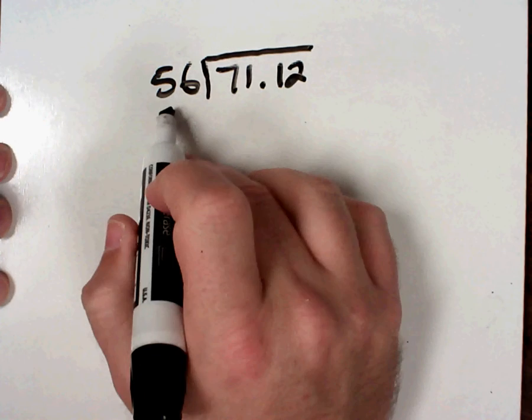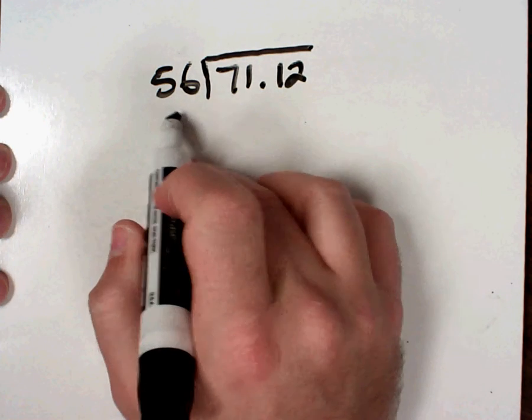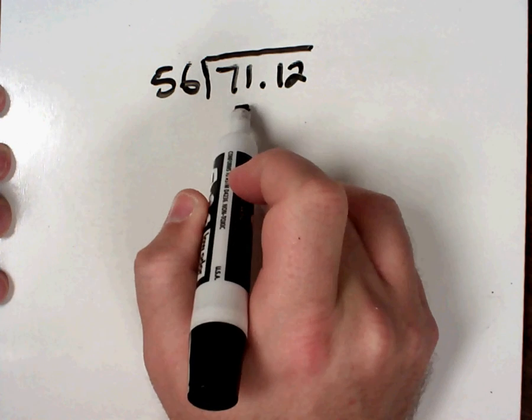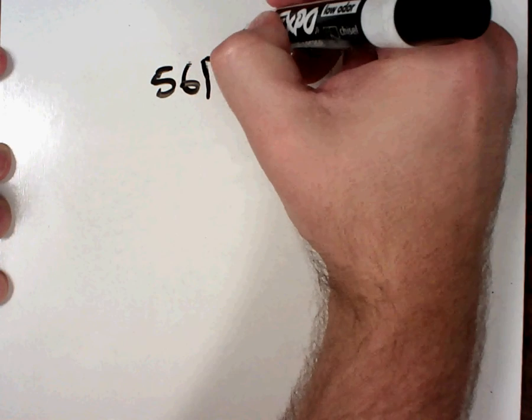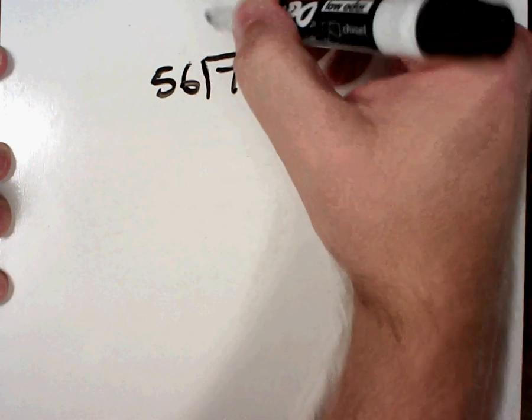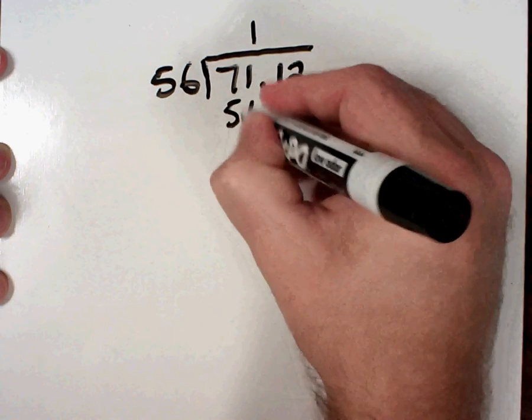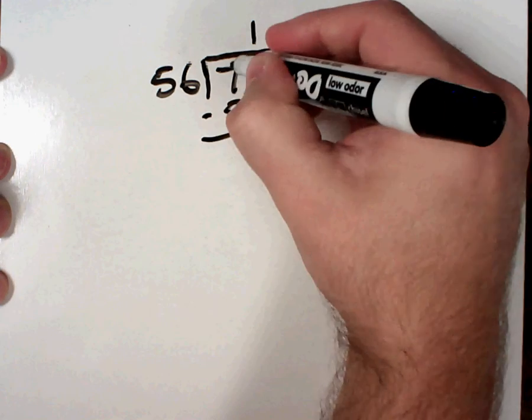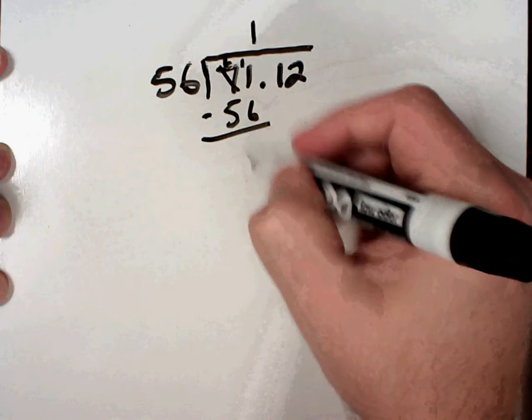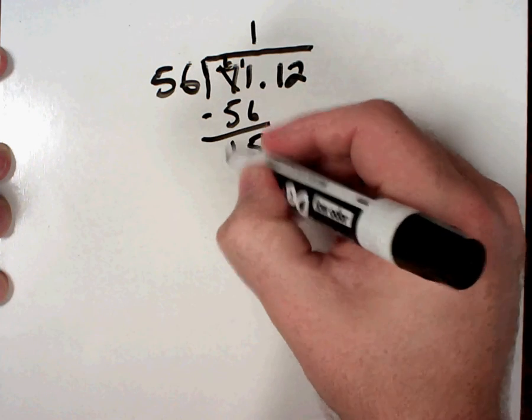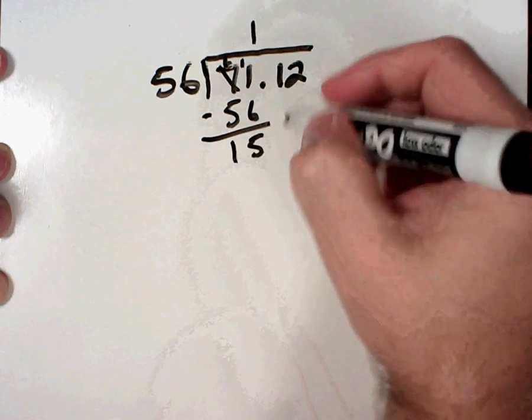All right, so 56, or roughly 60, into 7, nope. Into 71, yes. You can go 1 time. 1 times 56 is 56. Do my subtraction. Up with 15, pull down my 1.